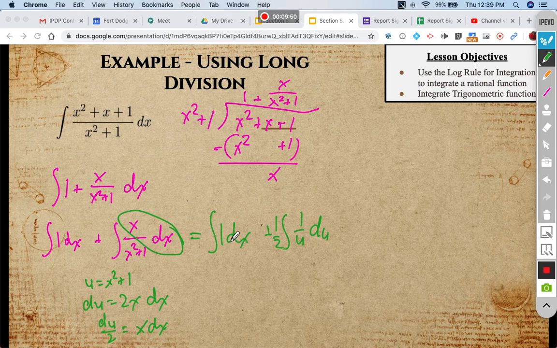So the integral of 1 dx is just going to be x plus c. Here we're going to have 1/2 the natural log of u, which is x squared plus 1, and then I can add c to it. Now, that's the one I was meaning to talk about earlier, where x squared plus 1 is always positive, so I could write this as x plus 1/2 the natural log of x squared plus 1 plus c. Doesn't really matter.